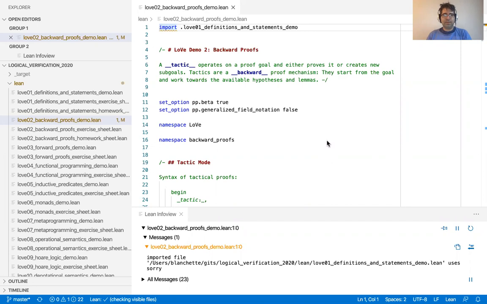Okay, welcome to the second lecture, which is about backward proofs. I'm going to explain what that means, and about tactics. Tactics is Lean's way of supporting backward proofs. So let's look. I hope my whiteboard is good enough. Yeah, it's not optimal, but you can read it.